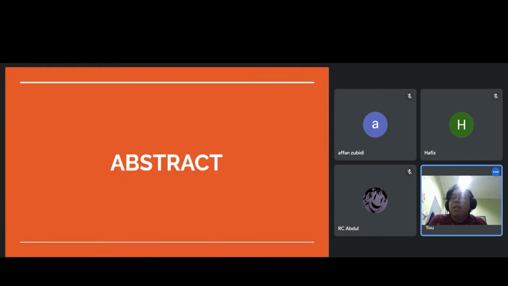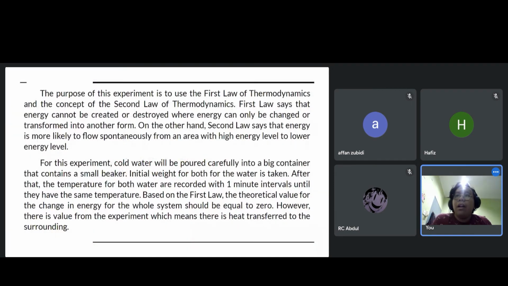So I'll be explaining about the abstract. The purpose of the experiment is to use the first law of thermodynamics and the concept of the second law of thermodynamics. The first law says that energy cannot be created or destroyed, where energy can only be changed or transformed into another form. On the other hand, the second law says that energy is more likely to flow spontaneously from an area with higher energy level to lower energy level.